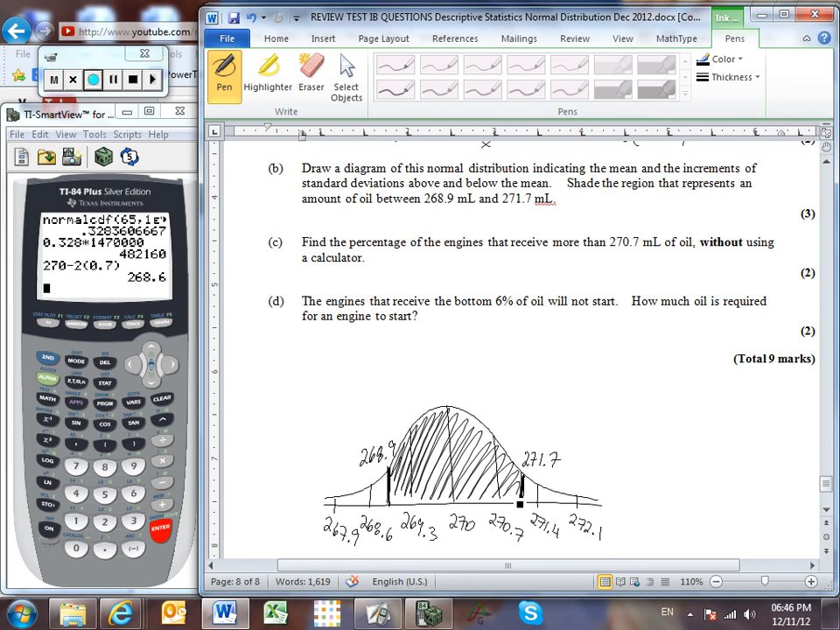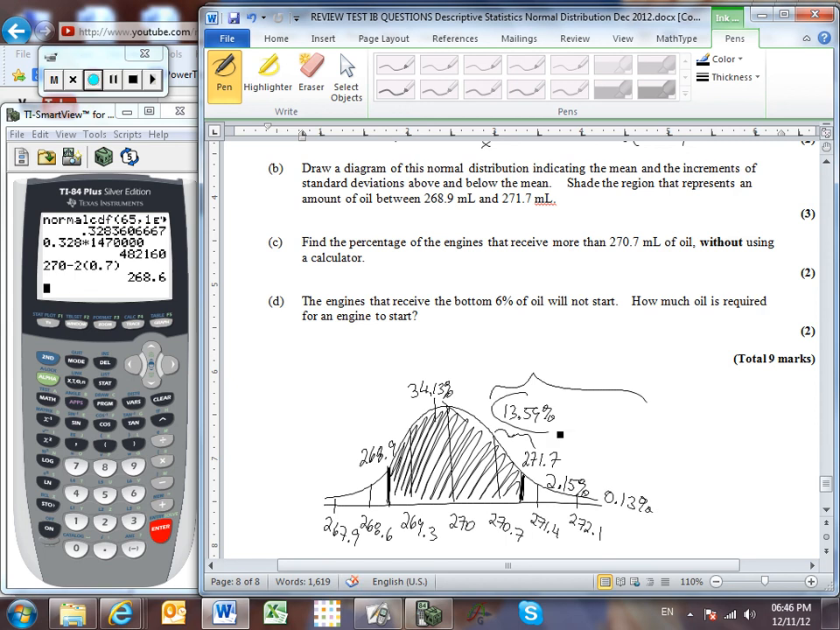Part C, let's find the percentage of the engines that receive more than 270.7 milliliters of oil without using a calculator. Now this is something that's only in the studies course, and you guys have to know your percentages. In each of these regions is 34.13%, and then this region right here we know is 13.59%, but we're looking for everything above 270.7, so that's going to be this one and going onwards. So 13.59, this one was 2.15%, and this little one out on the far right was 0.13%.